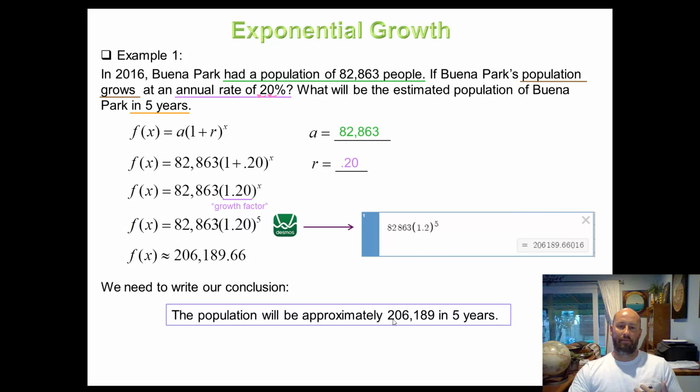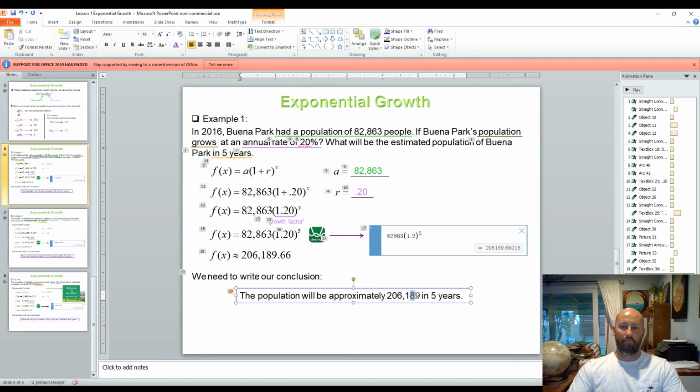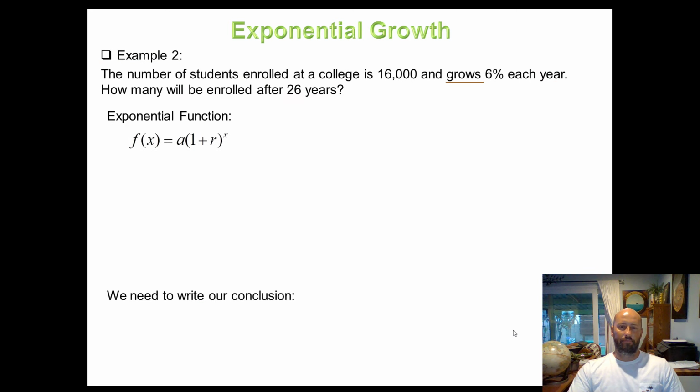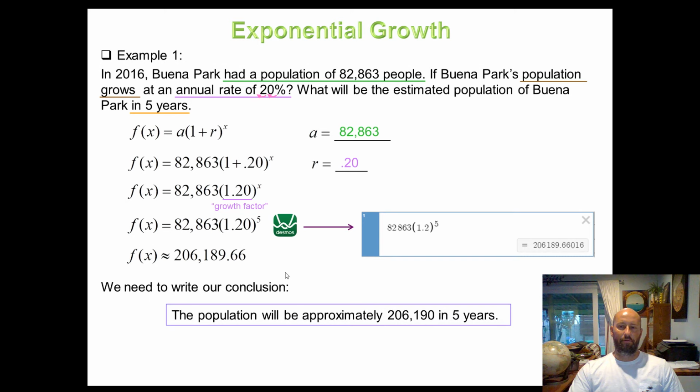I would just say 206,189 and just drop the decimals because you can't include those. But looking in the book, they actually rounded from the 1 spot, so that would actually bring it up. So it'd have to be 190. So let me change that. Okay, so from 206,189.66 to 206,190 in 5 years. So notice how I wrote a sentence. Okay, starts with the word problem, starts with words, ends in words.